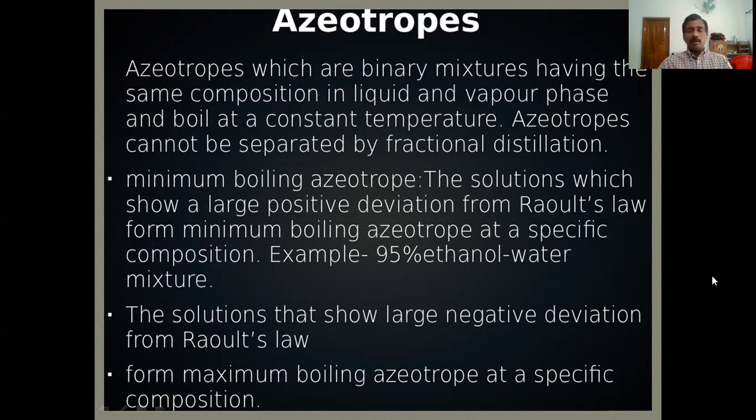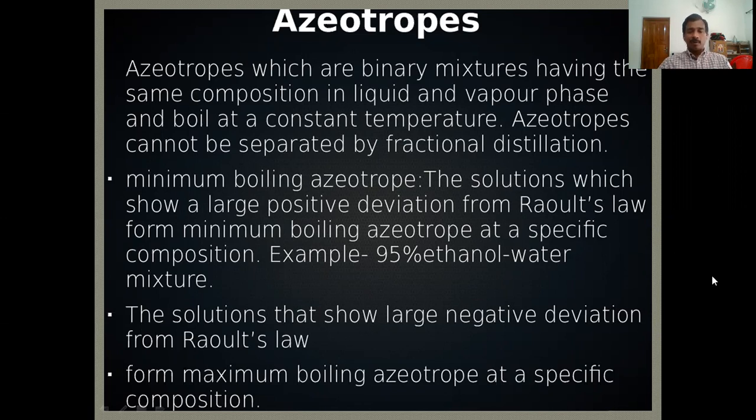When you boil it, what happens? It will distill out without any change in composition. So what is an azeotrope? Azeotrope is a binary mixture which is distilling out without any change in composition, or we can say constant boiling liquid. There are two types of azeotropes.